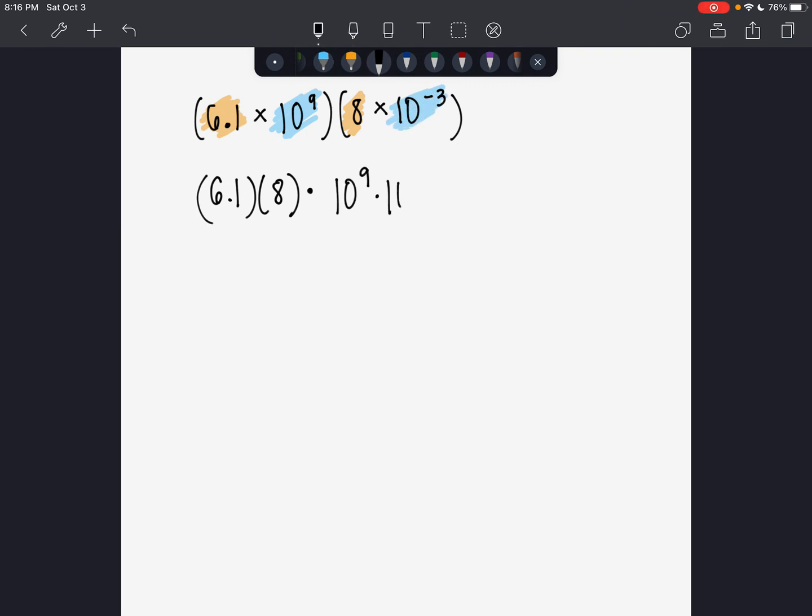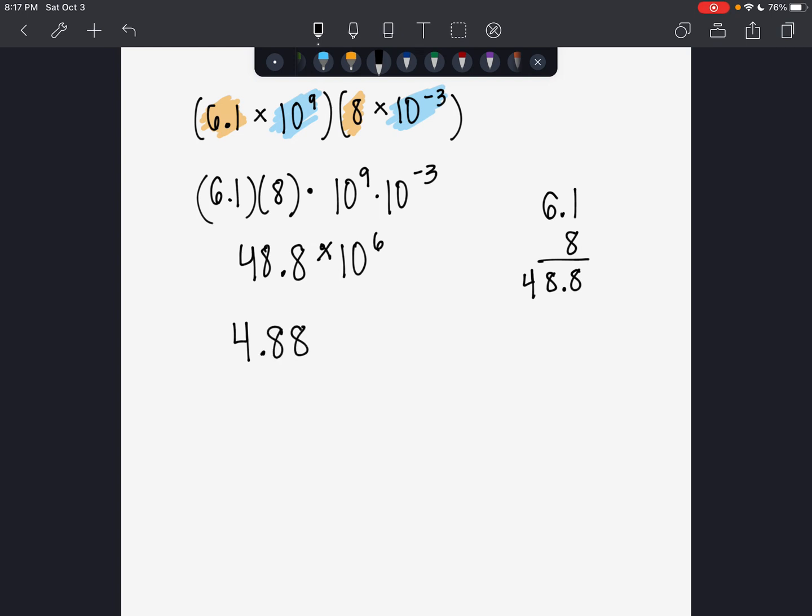Well, we know 10 to the 9th times 10 to the negative 3 is going to be 10 to the 6th power. 6.1 times 8 is 48.8. Now, if we want to write this in scientific notation, I have to move that decimal so that my number in front of the 10 to the exponential power is a number between 1 and 10.